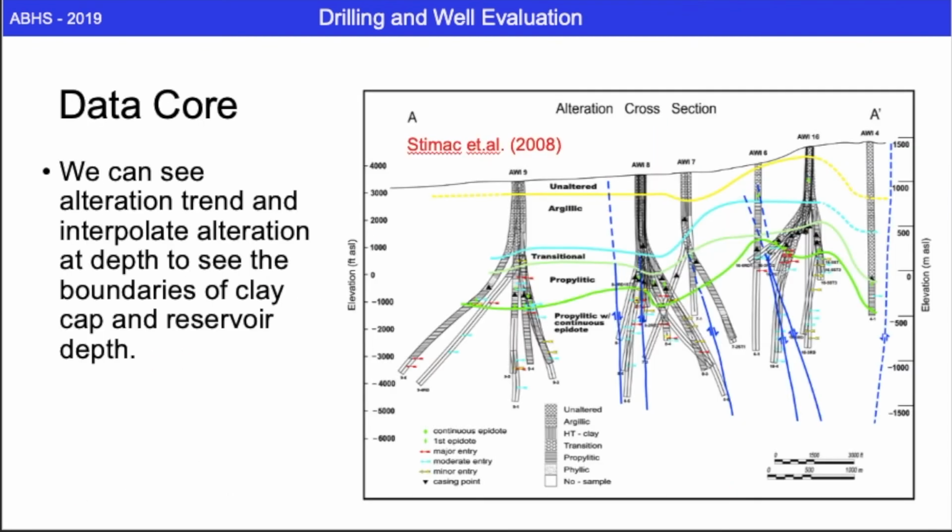At the end of the drilling process, this is what we will have: a series of coring data at different depths. We then can determine the zone of alteration, the location of the clay cap, the exact location of the reservoir, and also the possible heat source and the possible recharge mechanism. So that is actually the purpose of geothermal drilling.